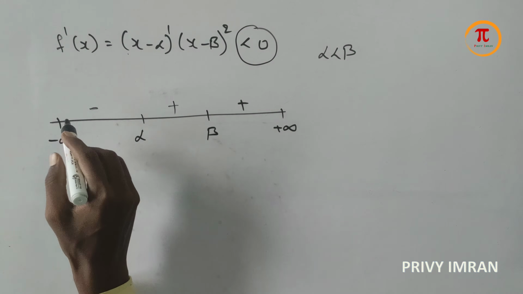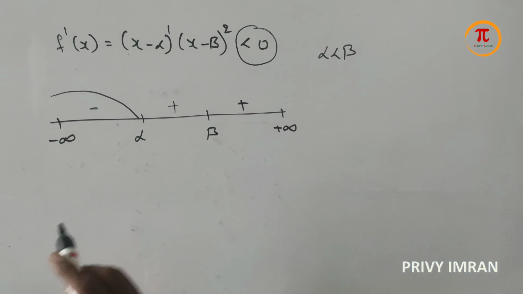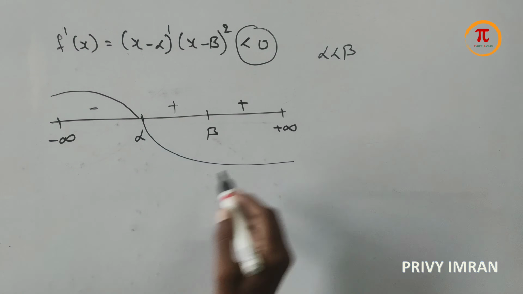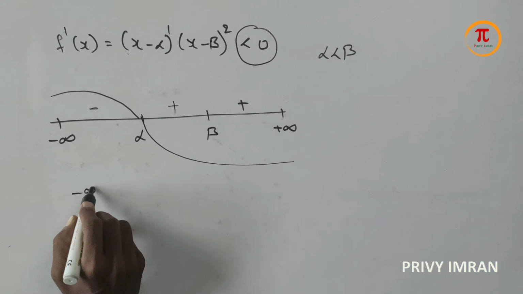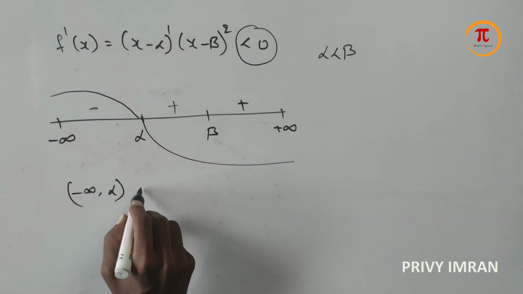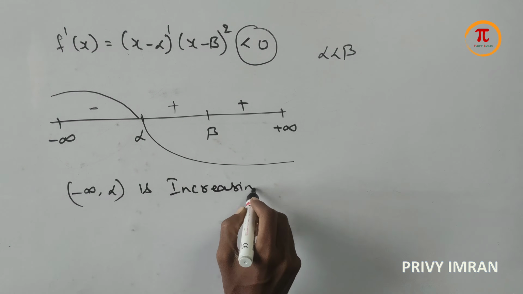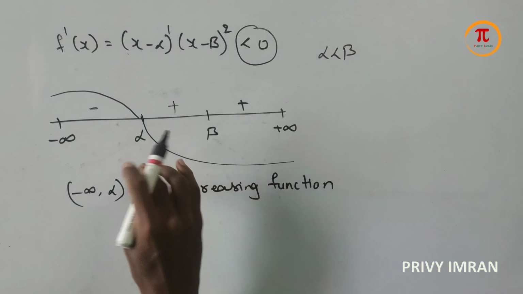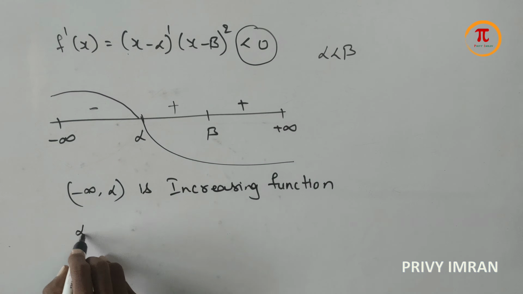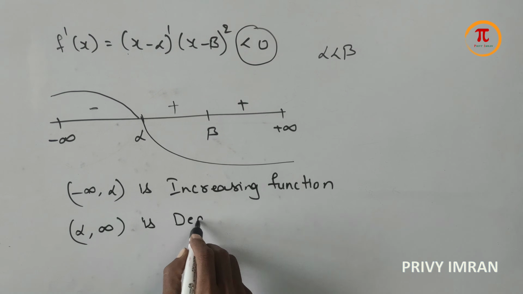We can conclude that minus infinity to alpha is an increasing function, and alpha to infinity is a decreasing function.